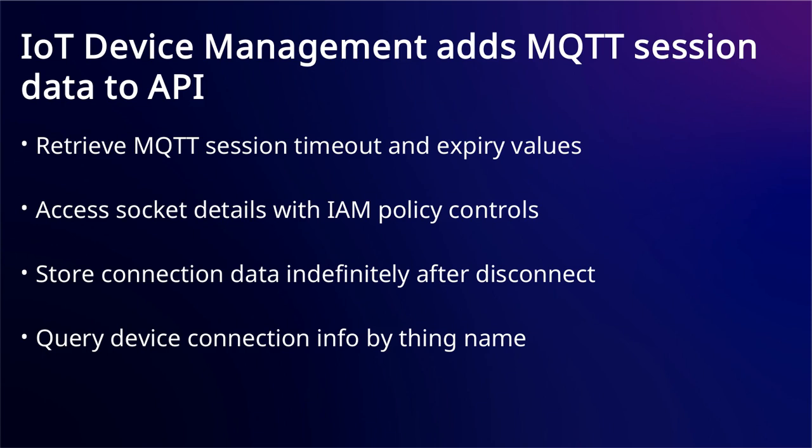You can store connection data indefinitely after disconnect, unlike the 30-minute retention of the Get Connection API, enabling investigation of issues long after devices go offline. You can query device connection info by thing name to access connection status, timestamps, disconnect reasons, source and destination IP addresses, ports, and VPC endpoint IDs for devices registered in the IoT Core Thing Registry.